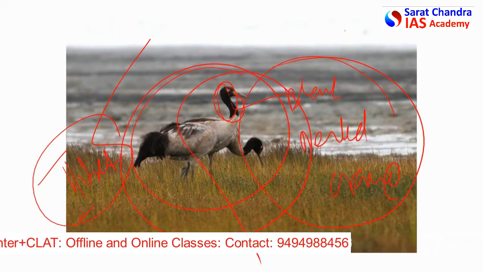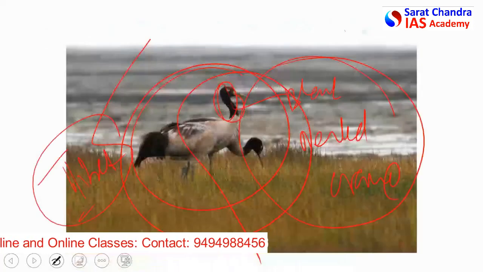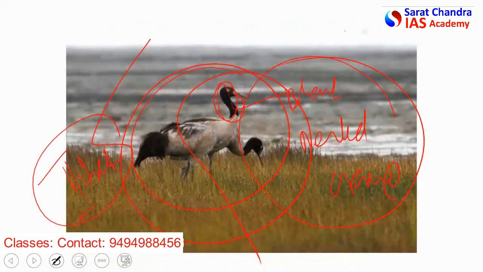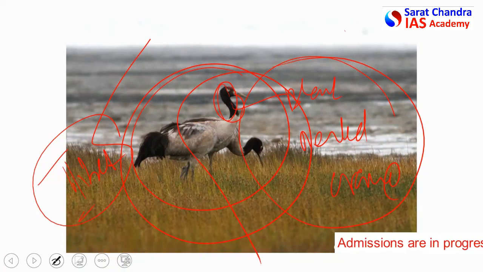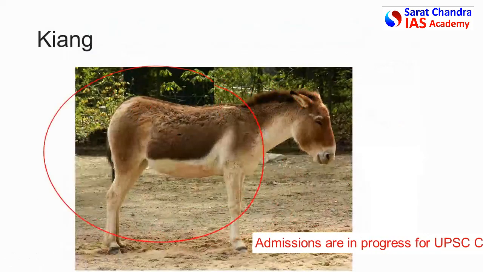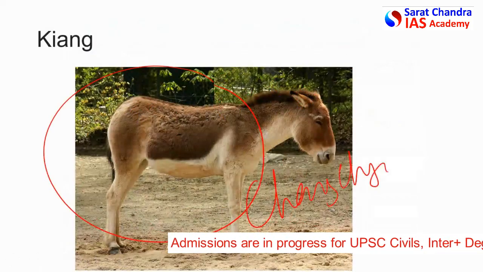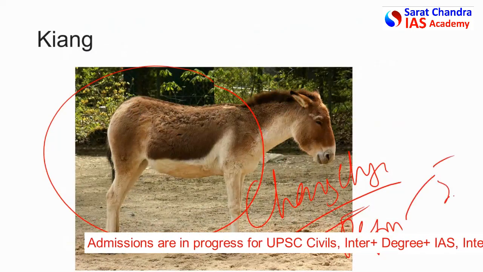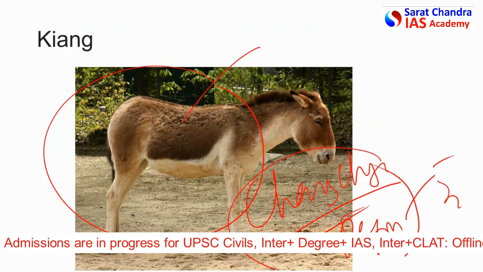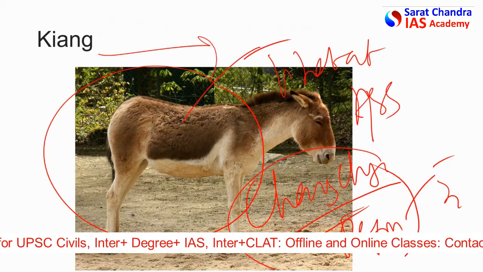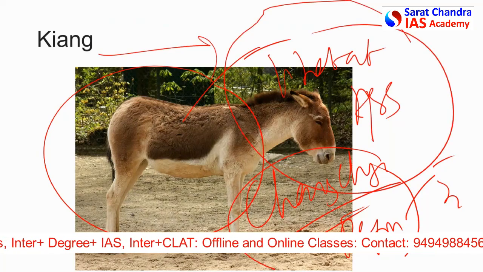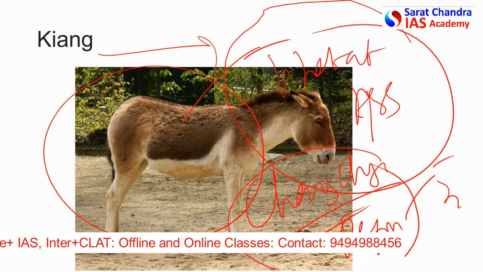They understood that this Tsokar wetland complex has this wonderful bird called the black-necked crane. This is very important, a threatened bird. So we should give the status of Ramsar site to this Tsokar wetland complex. Then they saw this animal in the Changtang region of the Tsokar wetland complex. This is called Kiang, or the Tibetan ass. Very, very important. This mammal is also called the Kiang.